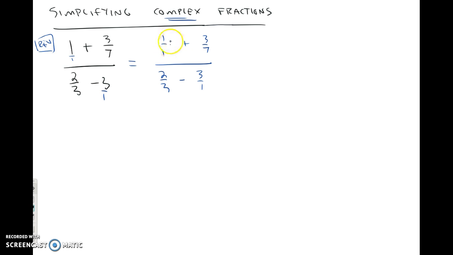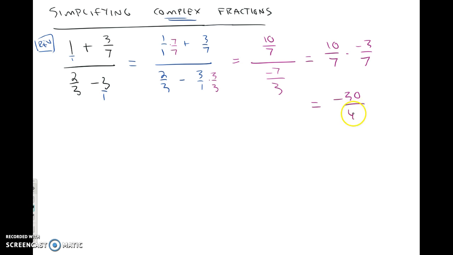Get a common denominator, multiply by 7 over 7. Get a common denominator here. Combine our fractions. We want to get the top into a single fraction, 10 over 7, over. We want to get the bottom into a single fraction, 2 minus 9. What's 2 minus 9? Negative 7. And to divide fractions, you take the top fraction multiplied by the reciprocal of the bottom. You get negative 30/49.